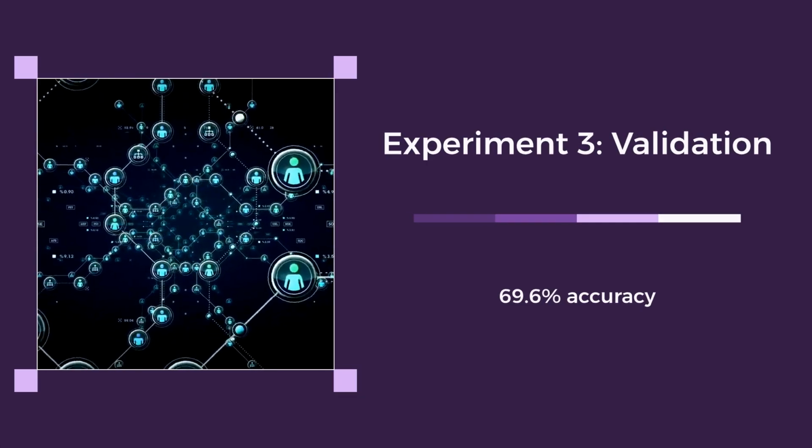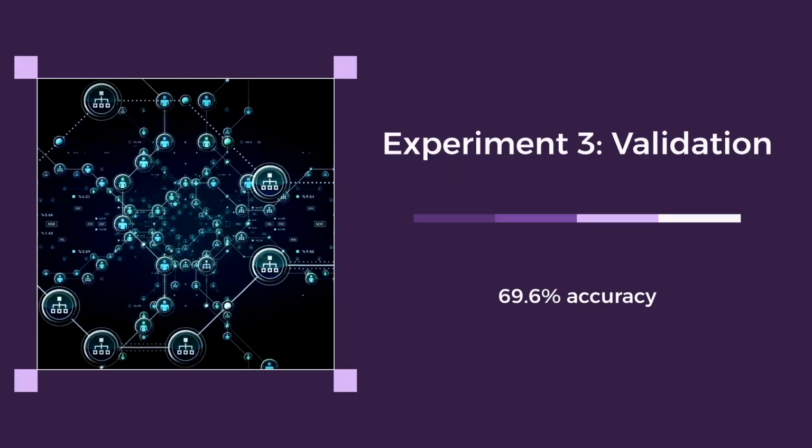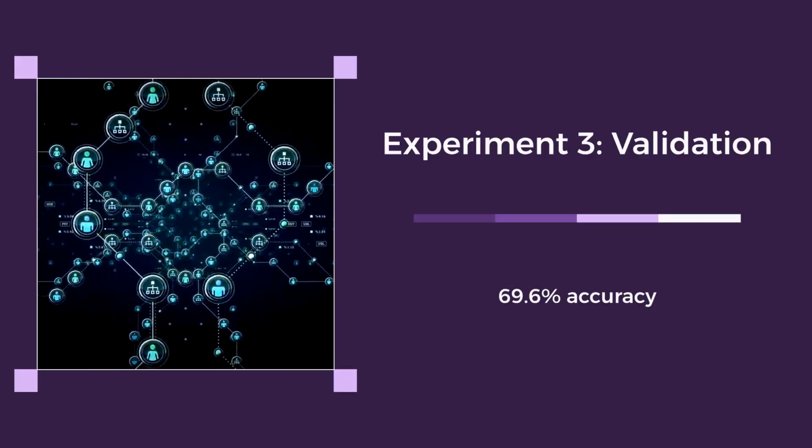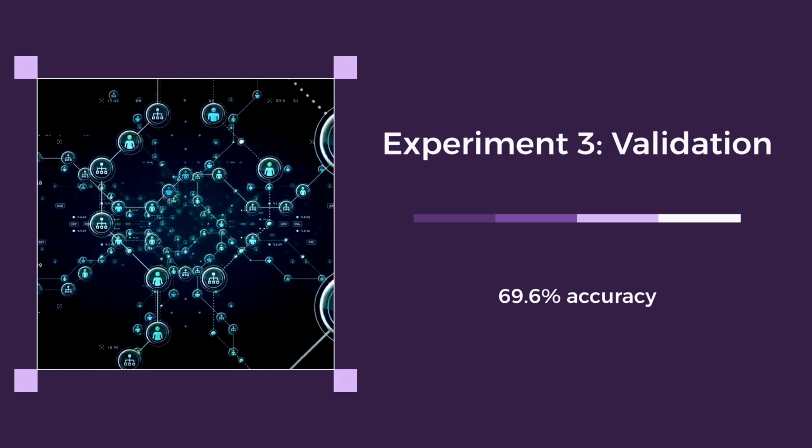Experiment 3 used items written by human psychologists for external validation. Accuracy hit nearly 70%, and the search index successfully retrieved related constructs from their correct categories 100% of the time.